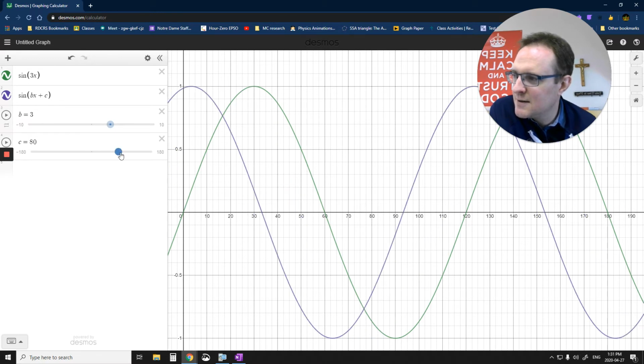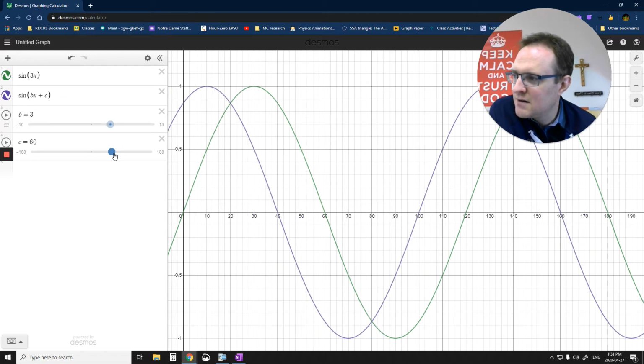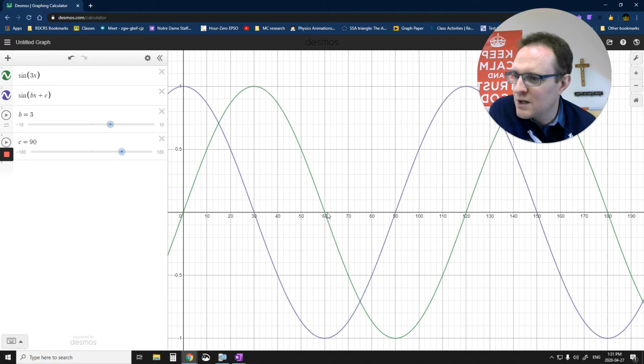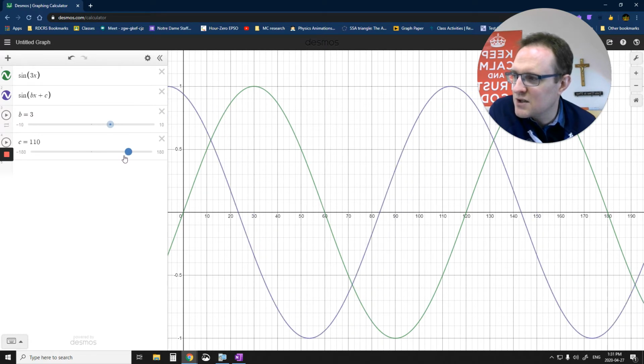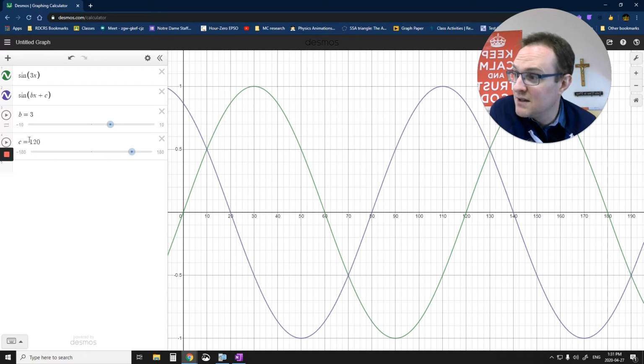So if I go to 60, I've only moved over 20. If I go to 90, I've only moved over 30, because I'm dividing these two. I'm not doing the other ones because they're harder to see the changes. I'm just doing the nice even ones. So 120 divided by this, that's 40. Yeah, the difference between these two is 40. So my shift is C divided by B.